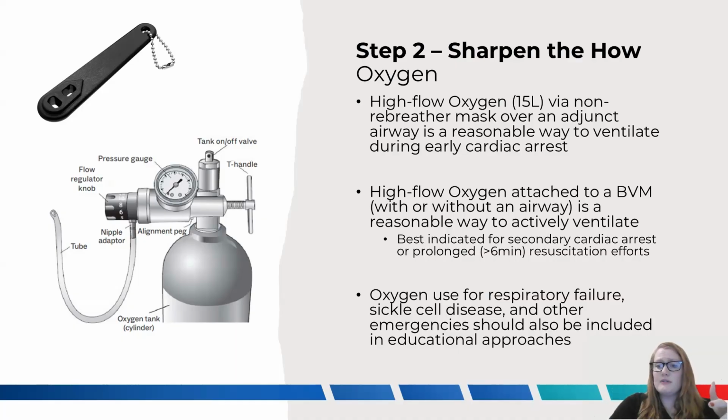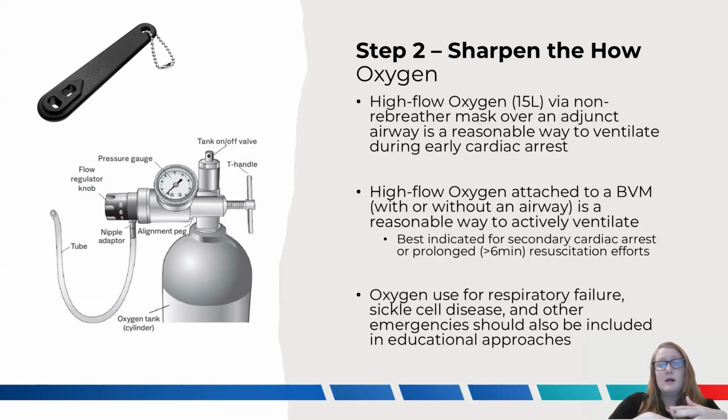When it comes to cardiac resuscitation, it's pretty straightforward because we always want high flow. Put that on 15 liters and let it go. High flow oxygen in a non-rebreather is considered a reasonable way to ventilate during early primary cardiac arrest. And you'll see that in a lot of your EMS. If they come there on a cardiac arrest, that's the first thing they do.